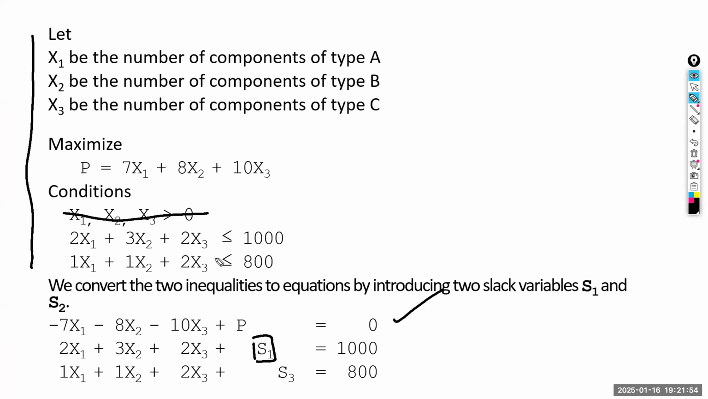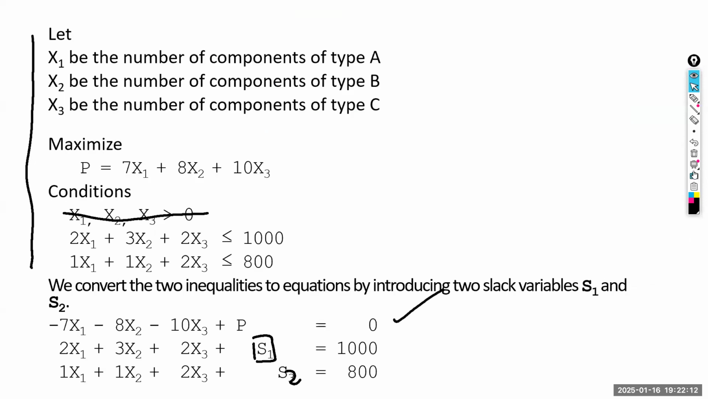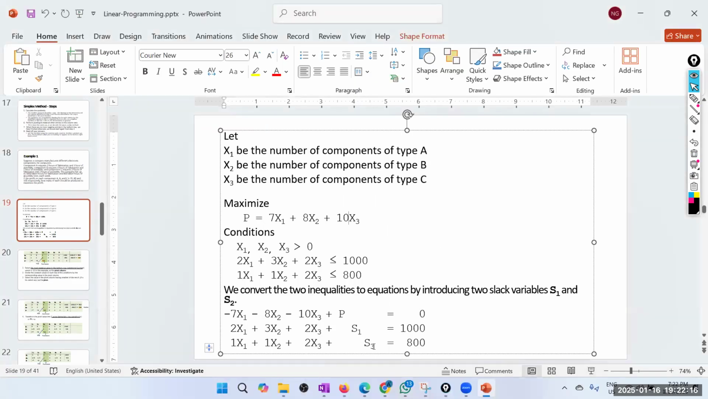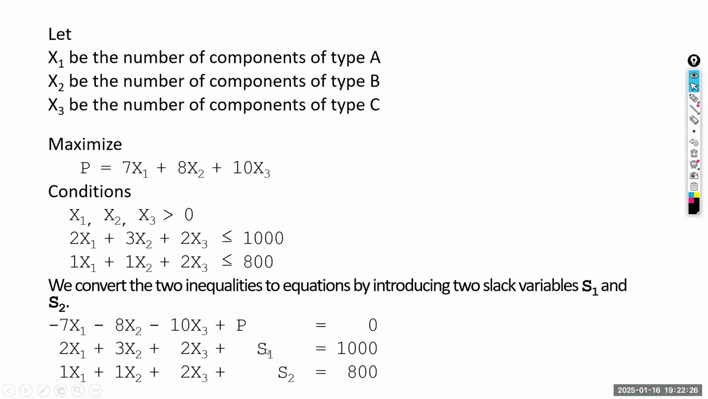So this one we also convert to an equation: 1x1 plus 1x2 plus 2x3 plus S3. Oh, actually I should have called it S2, equal to 800. I think it's my typing mistake again. Yeah, so this should be S2. I will give you the updated note, because I prepared it yesterday. Right, so this should be S2, okay? Those are additional variables we introduced to make these inequalities equations.